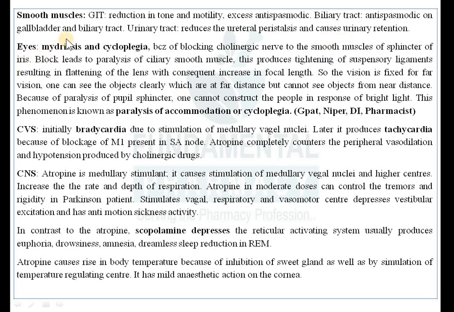Then what is the action of atropine on eyes? Eyes पे क्या action होगा? So mydriasis and cycloplegia. So it will increase the pupil size. Mydriasis and cycloplegia. Cycloplegia means the vision will be fixed for far objects. ठीक है, मतलब दूर के ऑब्जेक्ट जो है उसके लिए विजन आपका फिक्स होगा और वो जल्दी मायोसिस होगा नहीं, तो उसको बोलते हैं साइक्लोप्लीजिया.